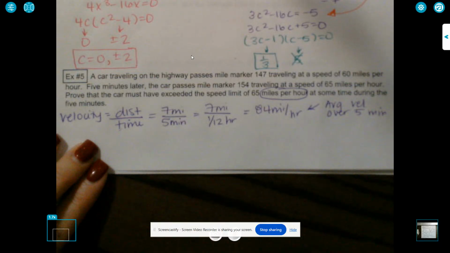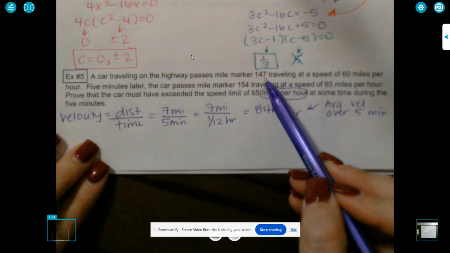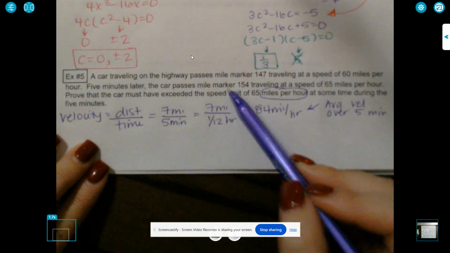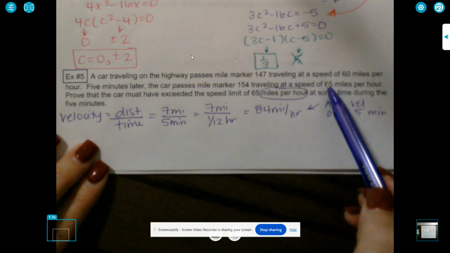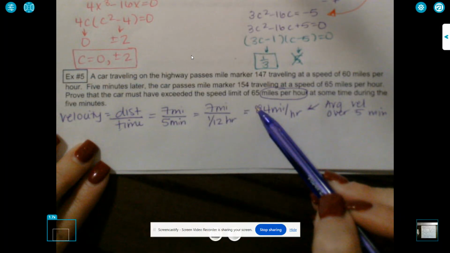Now, it was traveling at a speed of 60 miles per hour at 147, and then 5 minutes later, it was traveling 65 miles per hour. So we know that if we did the average here, that's an average of 84 miles per hour.